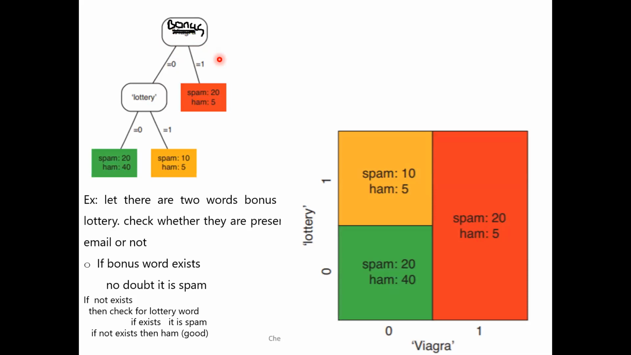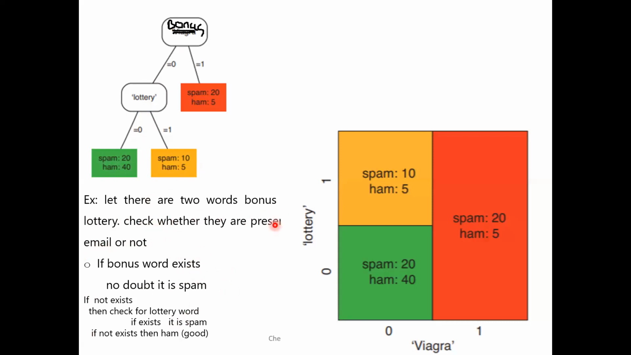Now we write a simple if like this. If Viagra, then spam is 20, ham is 5. If not Viagra, then we consider whether it is a lottery. Is there any word called lottery? If the answer is yes, we say spam is 10, ham is 5. And if there is no lottery word, then we say spam is 20, ham is 40. So this is represented using if.